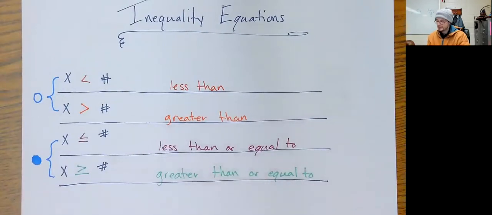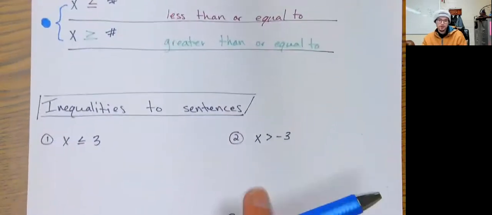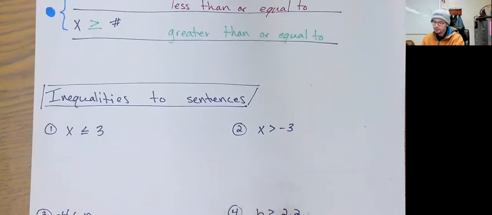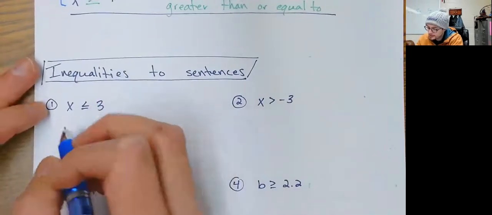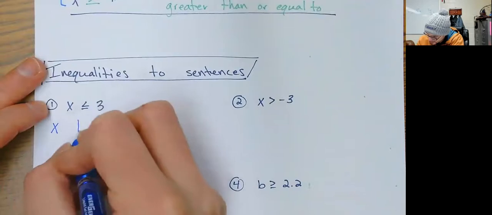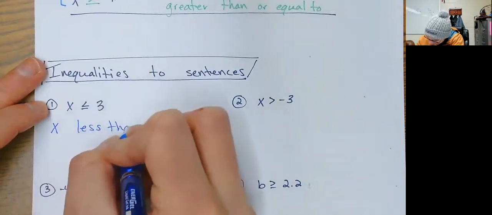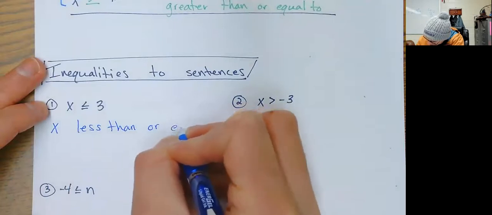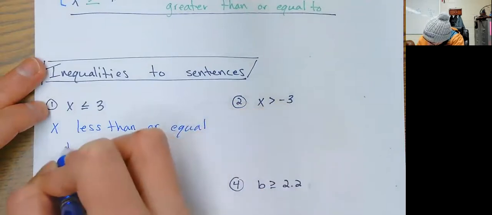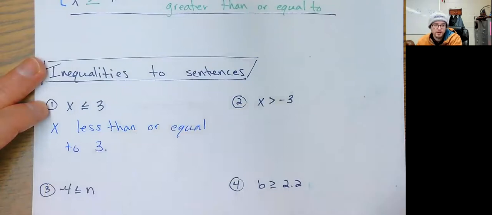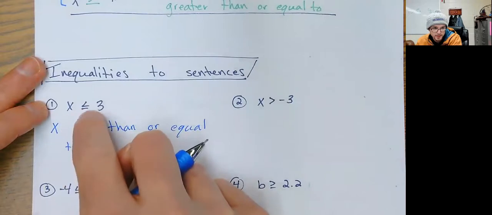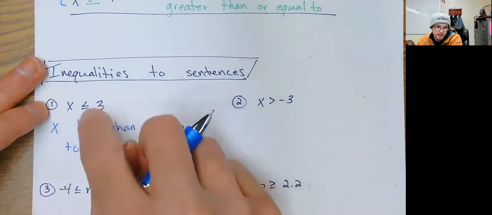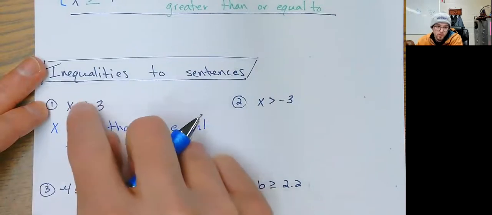So let's get into some examples: changing inequalities into phrases or the sentences that represent them. So this symbol is a less than or equal to. So the sentence form of this would be x is less than or equal to 3, period. And that's it. So x is less than or equal to 3. All right, and it's less than because the arrow is pointing towards the variable.